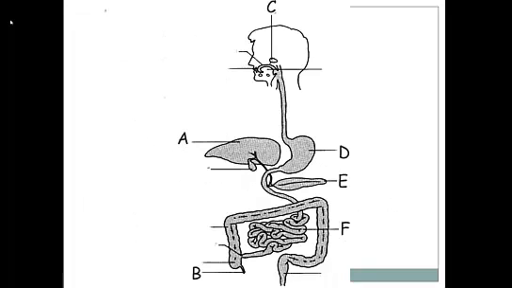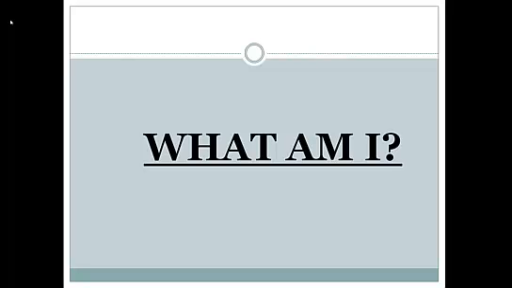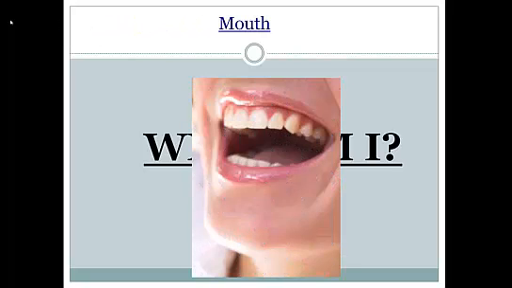Can you identify these ones? If you can't, pause the video, rewind, and review those structures. So what am I? This is the first place where food enters. We have taste buds and a tongue. I am a mouth.